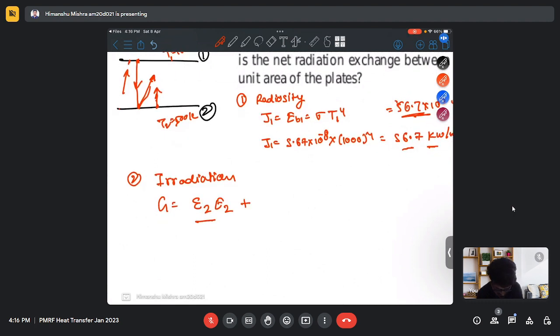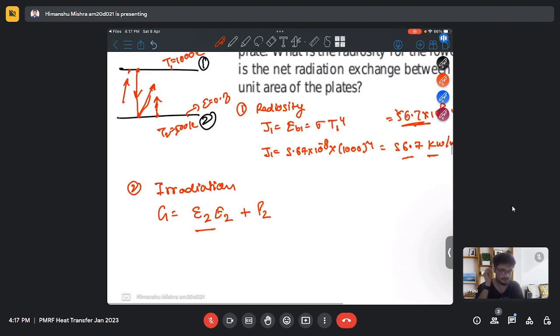And the other part is the reflectivity, because the emissivity of surface 2 is 0.8, which means that it will absorb some radiation, it will emit some part of the radiation, and it will reflect some part of the radiation. Whereas whatever radiation goes to surface 1, it will absorb it completely because it's a black body. The emissivity here is 1. But surface 2 is not a black body.